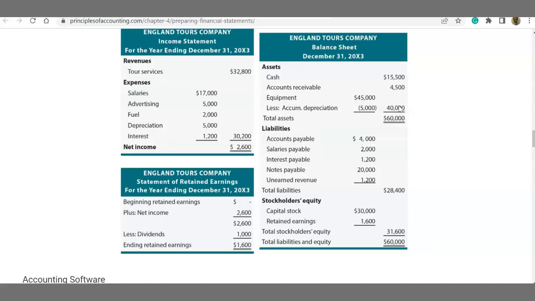Imagine at this time, we decide to sell the equipment for $42,000. If we sell the equipment for 42, then because the book value is 40, we will have a $2,000 gain on sale of equipment. If we sell it for $37,000, because the book value is 40, then we will have a loss of $3,000 on sale of equipment.